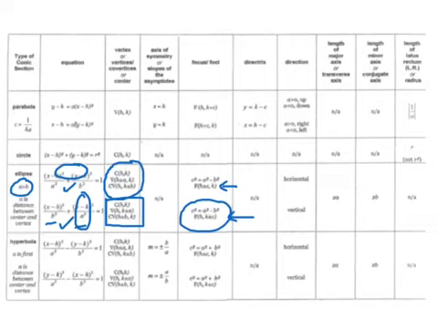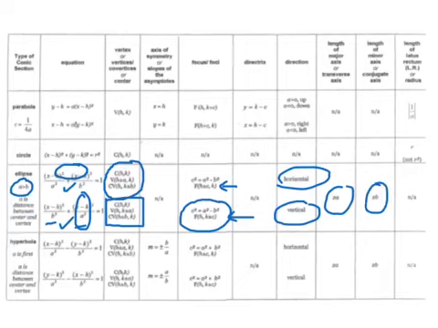A couple of other things I point out on here is, yes, this type of ellipse is vertical. The one along the top row is horizontal. But in either case, the length of the major axis is going to be 2a, and the length of the minor axis is going to be 2b. And that's pretty much all the parts to an ellipse that you need to know.